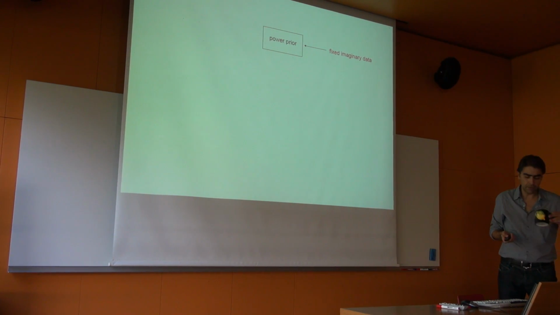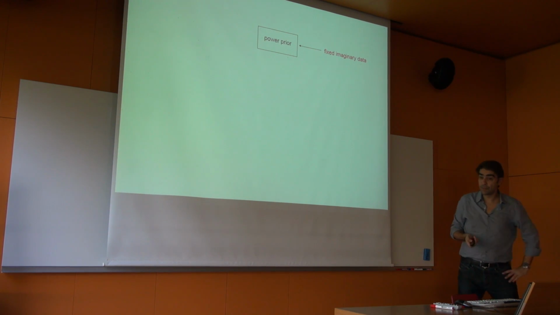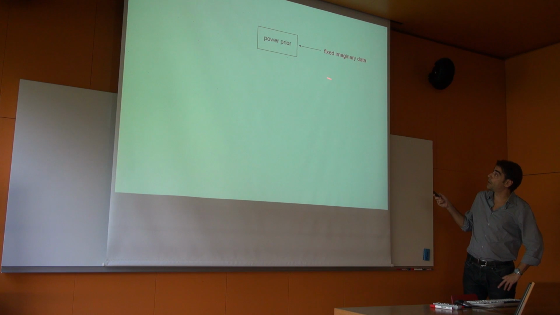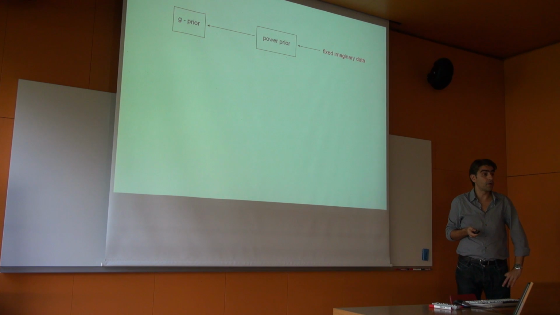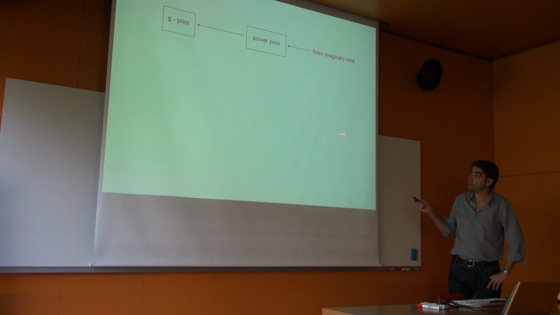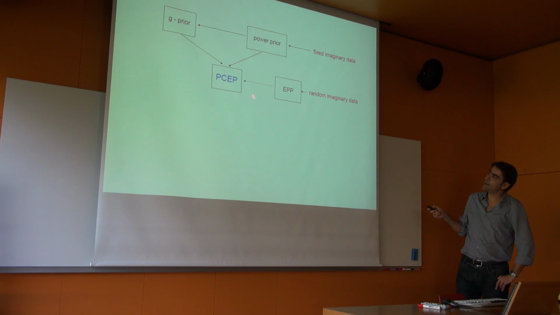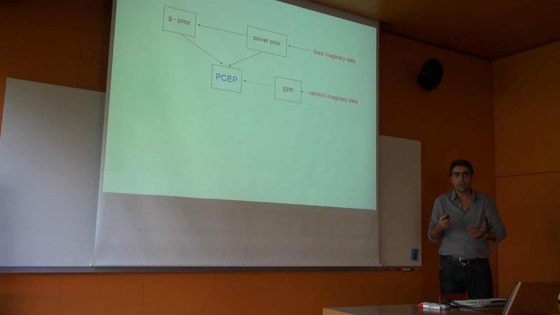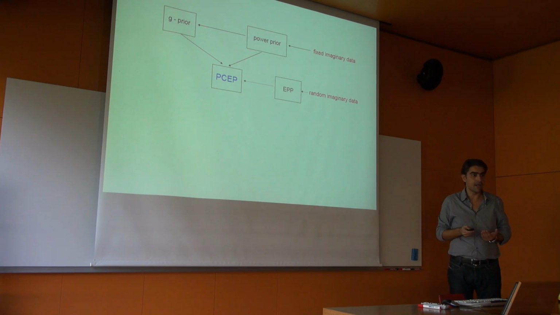I'm not going to tell you details. You remember from the middle of the talk how the power prior approach used fixed imaginary data, and how this power prior approach is strongly connected with G priors. On the other hand, we have the expected posterior prior that uses random imaginary data. So the question here is, can we make a comparison, can we create a G prior that, instead of using fixed imaginary data, uses random imaginary data?